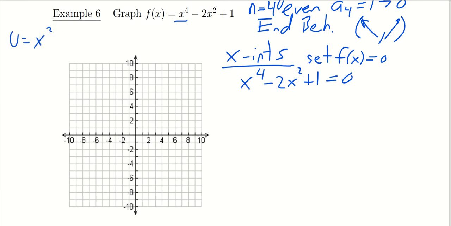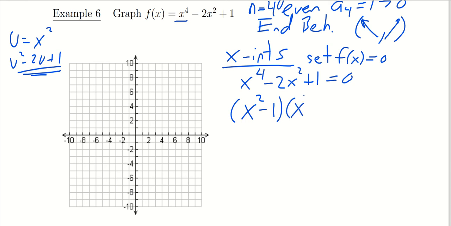And then this would become u squared minus 2u plus 1. And it's a basic quadratic in the variable u. I'm just going to go ahead and factor it as it is. This will factor as x squared minus 1 times x squared minus 1. So it factors like this.